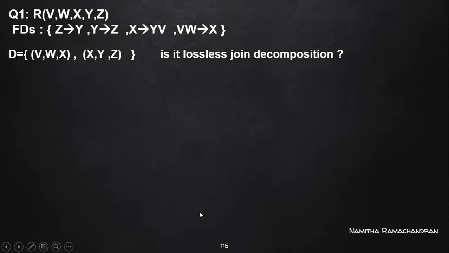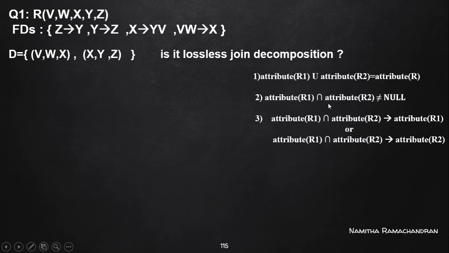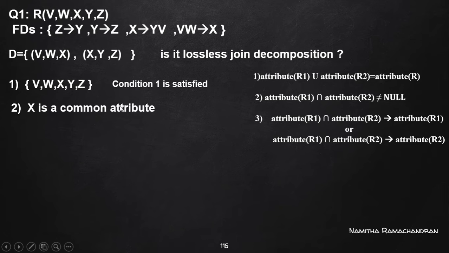Consider another question. R with the same set of dependencies, but the decomposition is like this. So conditions are listed here. The first condition: the union of these attributes V, W, X, Y and Z is exactly the attribute list of R. So condition 1 is satisfied. Now go for condition 2. Here exists a common attribute X between these two decompositions.